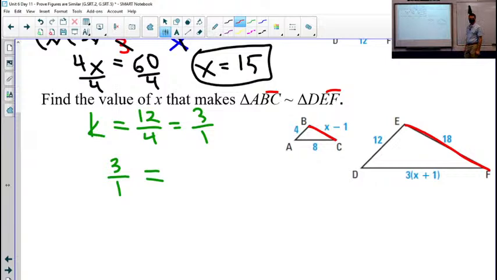Which one goes on top? The 18 or the x minus 1? It's the 18 because we're putting the bigger shape on top. So we want to keep consistent. 18 over x minus 1 is what goes on the bottom.